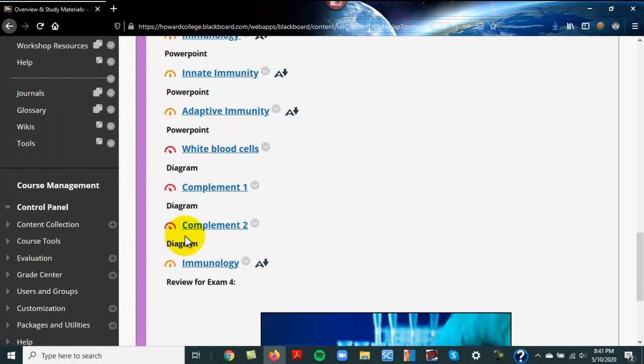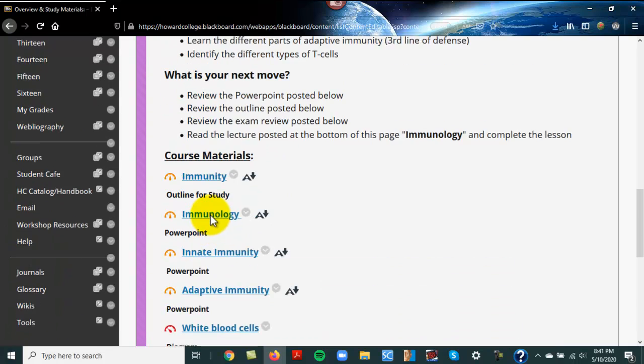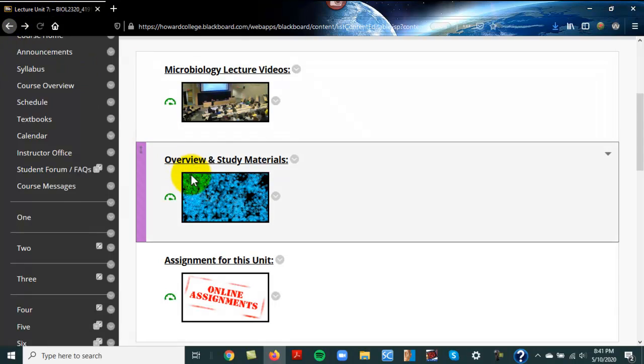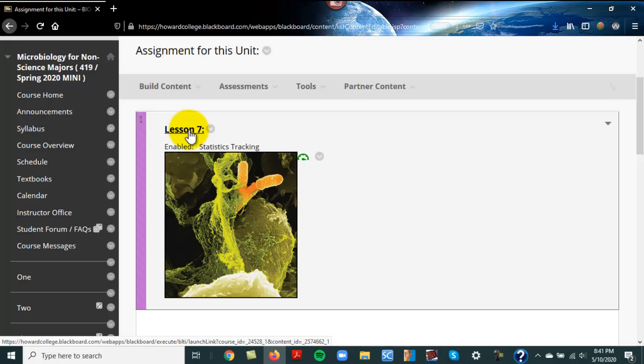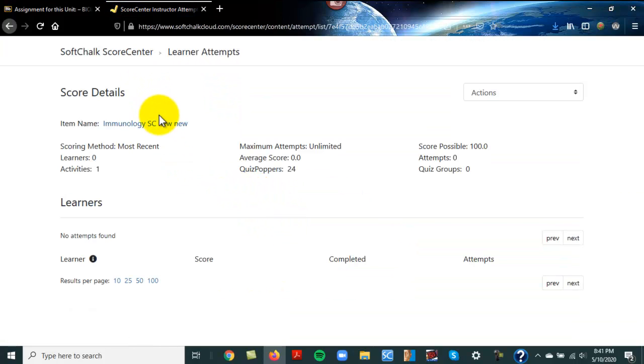And I gave you 3 diagrams. One on the white blood cells, and these 2 are on what are called complement. And then down here is the review for the immunology exam. That's all. Exam 4 is only over immunology. So back to the breadcrumbs. Now, once again, I will name this immunology.